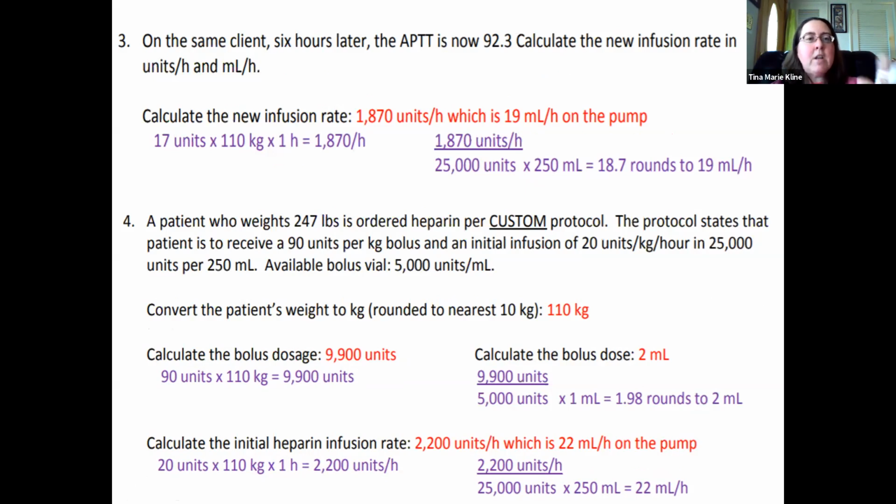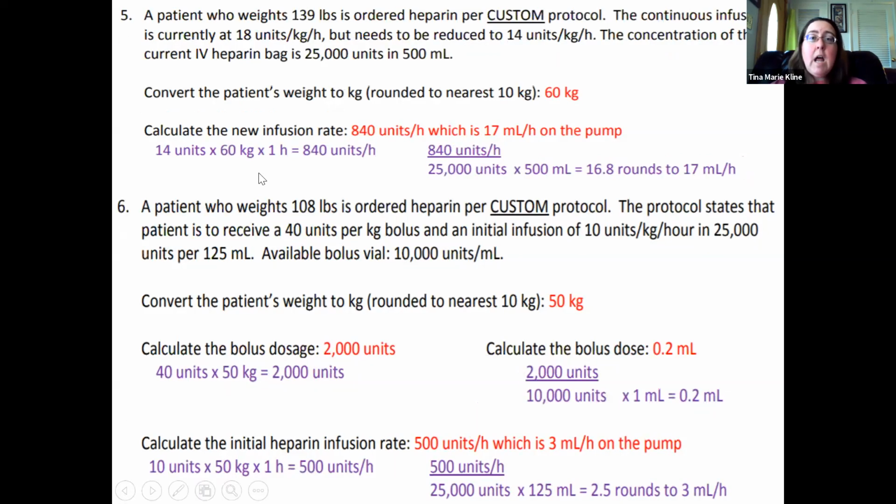What's custom about it is your bolus strength, because I wanted you to see the gravity of, if this nurse didn't really look at the protocol, oh, well, they're always 1,000 units per milliliter and I'm giving 9,900 units. If they went with that calculation, they would have pulled up 9.9 milliliters and gave it to the patient instead of 2 milliliters. So just think about how much additional heparin that would be and how dangerous that is for your patient. Okay, so pretty serious.